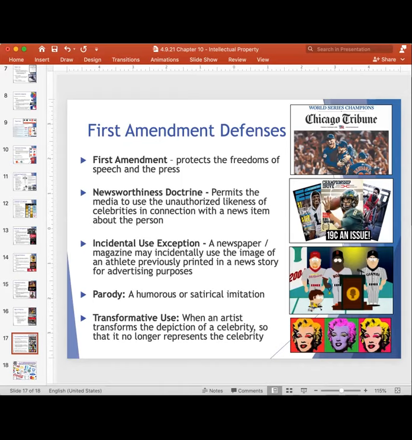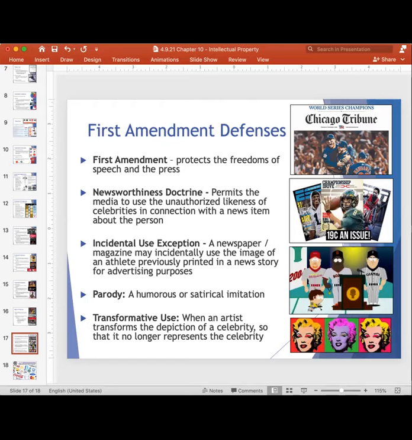If an individual's name, image, or likeness is used for commercial purposes where the defendant experiences economic gain from using the plaintiff's name, image, or likeness, that is not protected. So that would be a very easy infringement case. However, let's talk about these defenses.